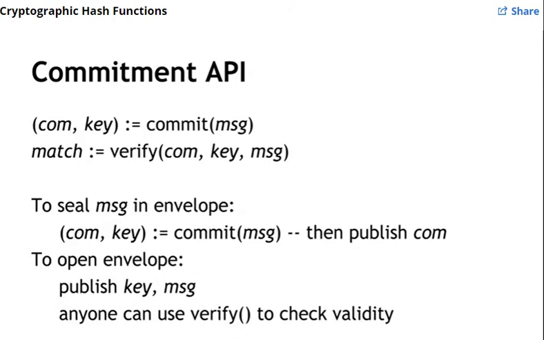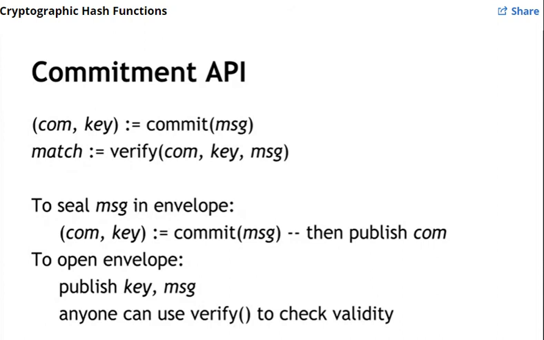That's putting the envelope on the table. Now later, to open the envelope, what we're going to do is publish the key and the message that we committed to, and then anybody can use this verify call with the commitment that we published previously, the key and message that we just announced, to check the validity of our opening the envelope.